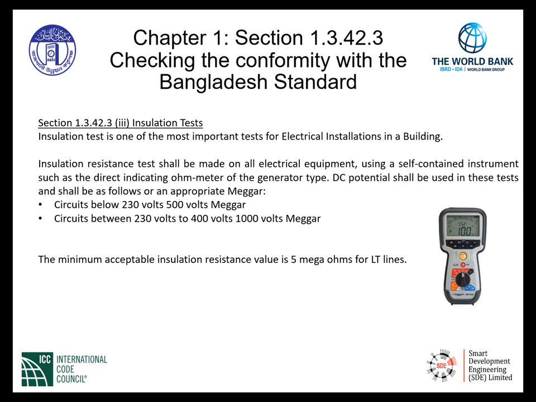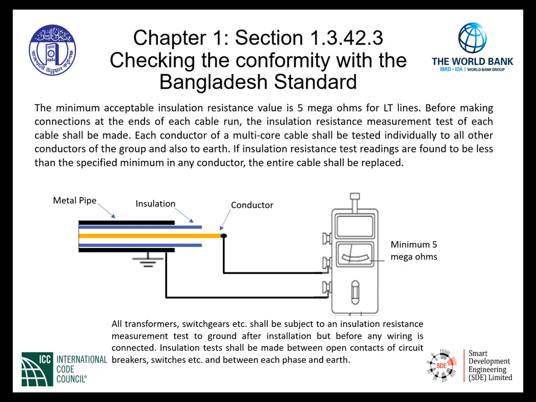measure. Circuits below 230 volts to 500 volts measure. Circuits between 230 volts to 400 volts, 1000 volt measure. The minimum acceptable insulation resistance value is 5 megaohms for LT lines.